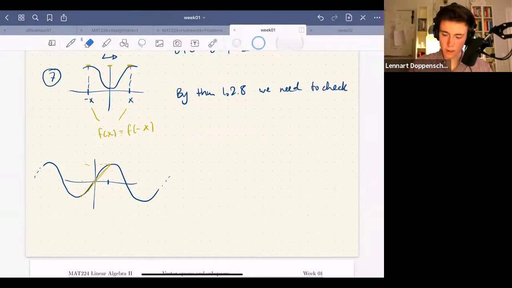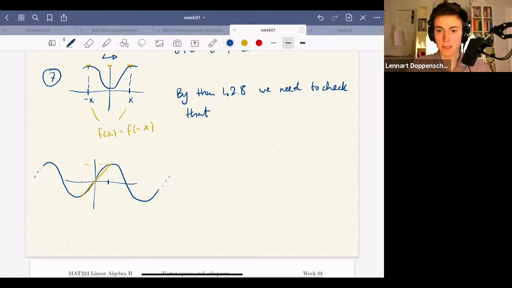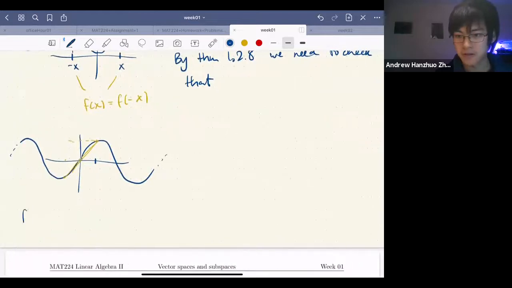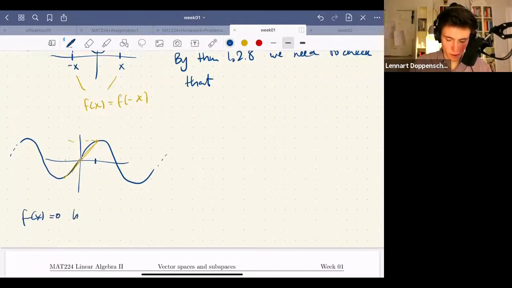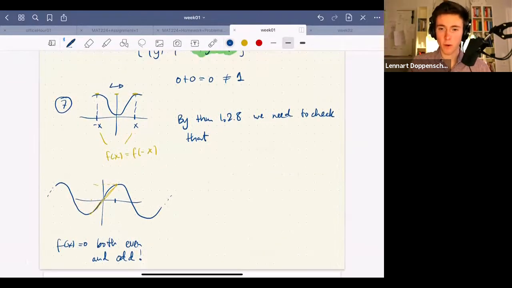Andrew, do you have an idea? Well, I just wanted to say that maybe like the additive identity, namely the zero function, is both an even and an odd function, so it's a member of both sets. So yes, exactly. That's a good comment. f of x equals 0 is both even and odd. So if this wasn't true, then this would be a very quick way to say that one of them is not a subspace, but in this case it's necessary but not sufficient.